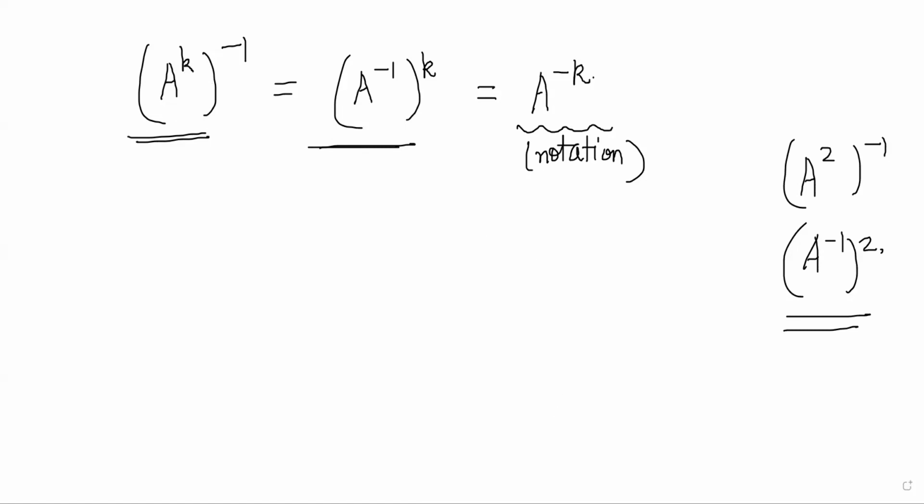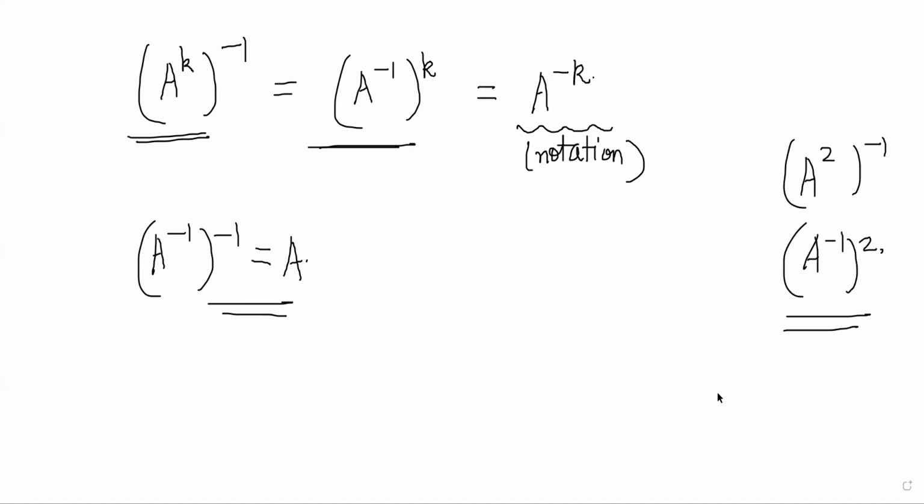Then the next property is obviously that the inverse of A inverse is equal to A. That is a trivial property.